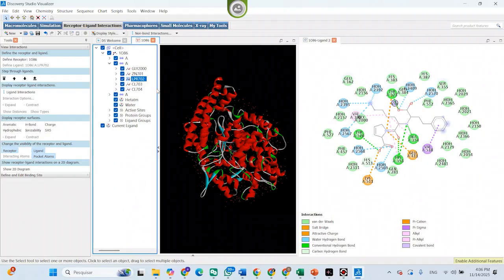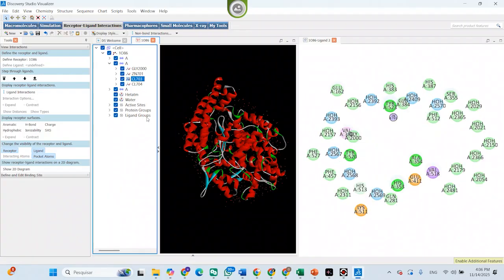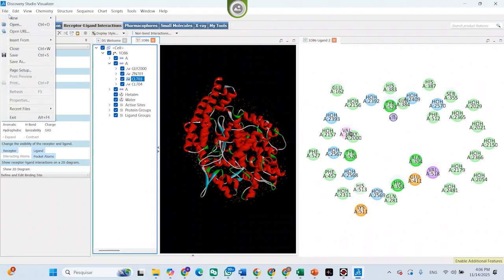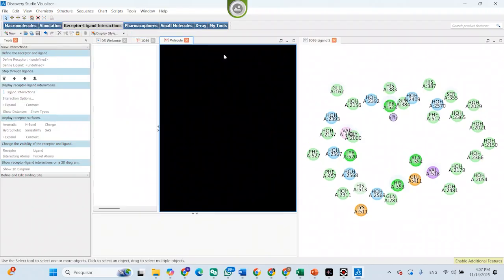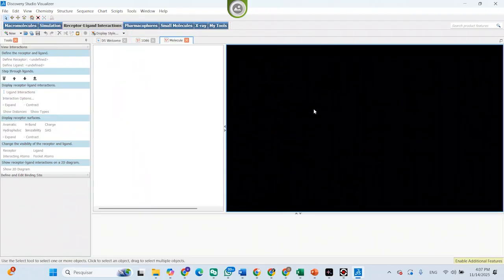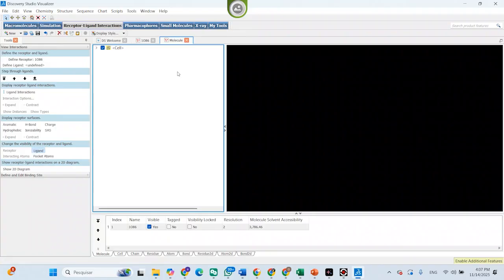It's the same way. Whatever you do on your Microsoft Word, that's why Discovery Studio Visualizer is very simple and user friendly. So I will click on the lisinopril, then Ctrl X. Ctrl X means cut. Now the ligand has disappeared. Okay, I've removed it that way. Then you come to your file, new, open a new molecule window. Now this is a new molecule window. Then press Ctrl V. Now here you have your lisinopril.